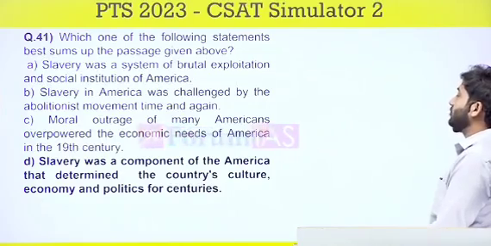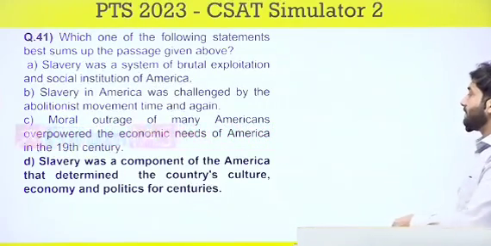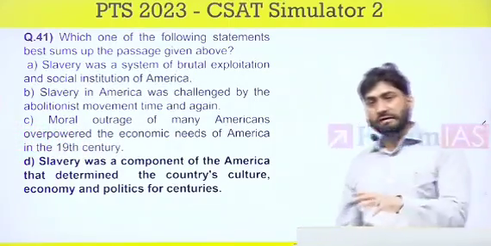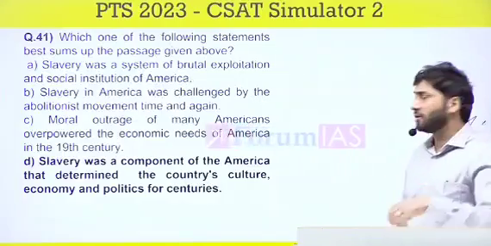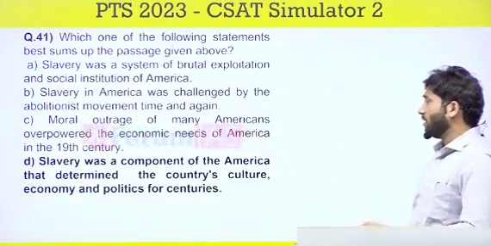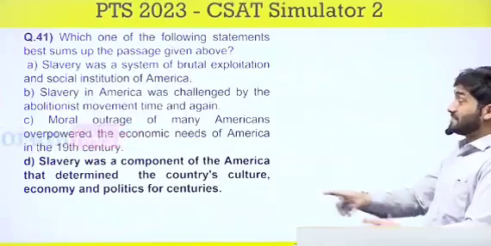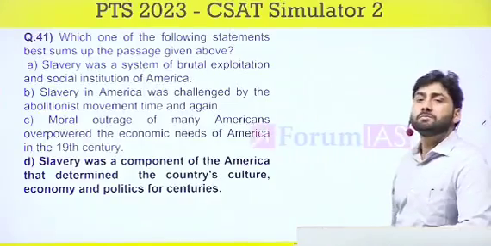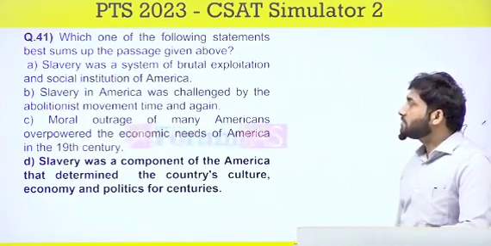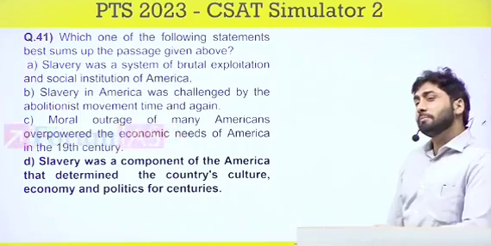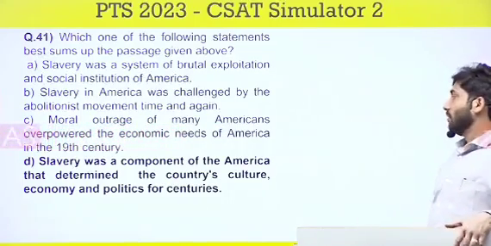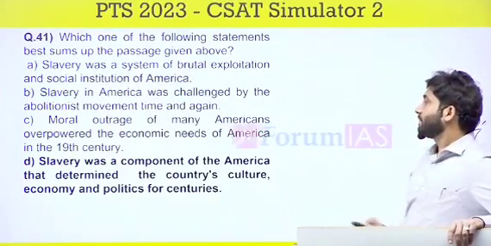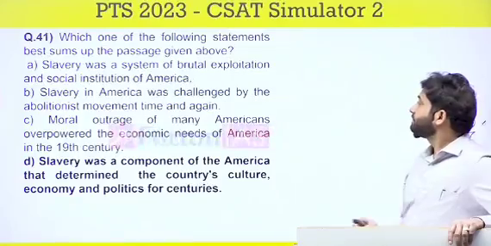D, slavery was a component of America that determined the country's culture, economy, and politics for centuries. Actually, it was so ingrained that many things were dependent on it, and that is how it was intertwined with society, culture, economy, and politics. So this gives the complete picture, the crux of the passage. A and B are also mentioned here and there, but that does not give the complete picture. That is one aspect, one opinion only. So D is the best option, which sums up the main point. Got the answer, I hope? You all agree? Let's move further.